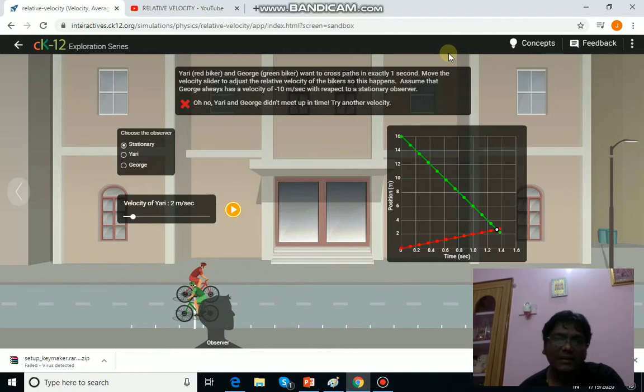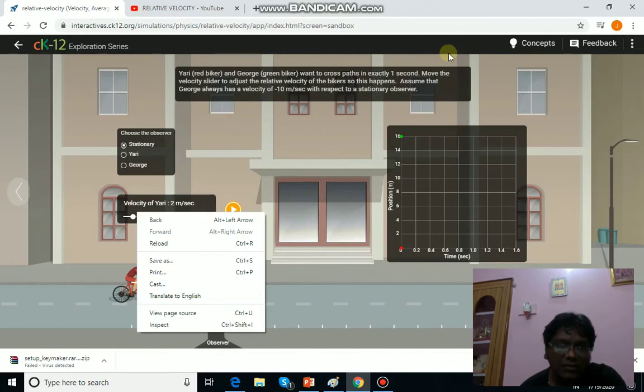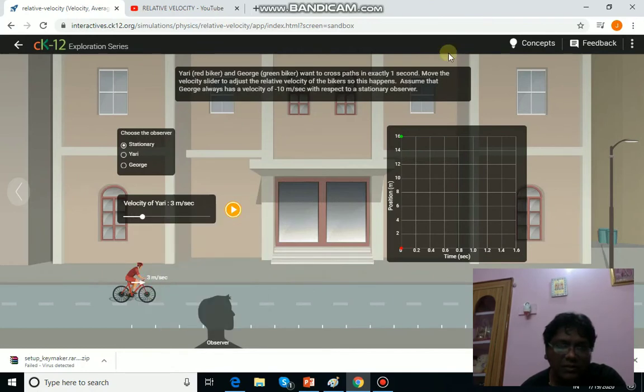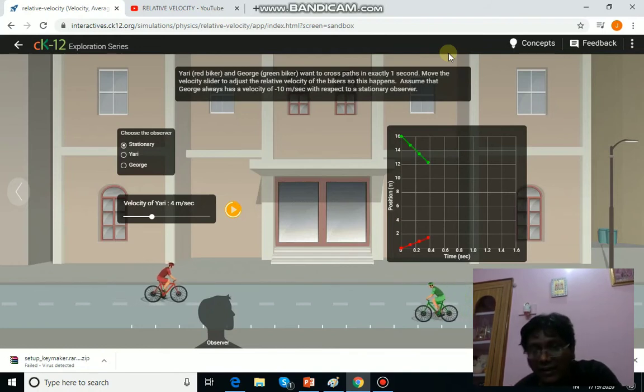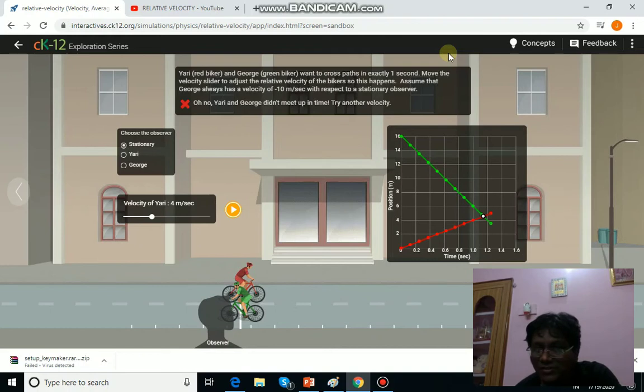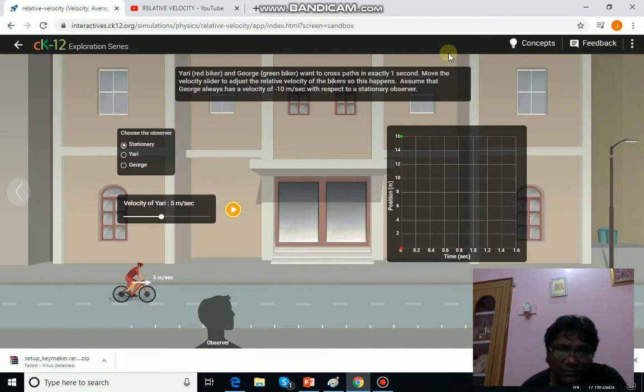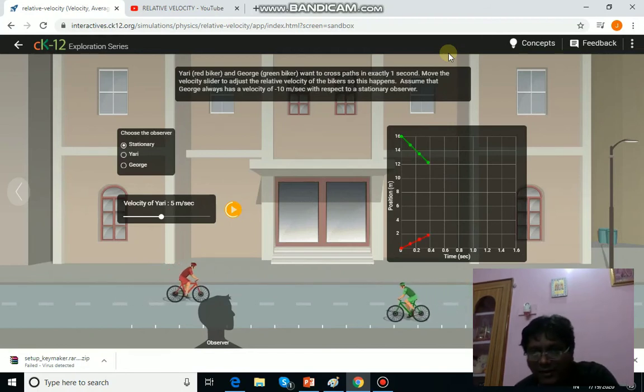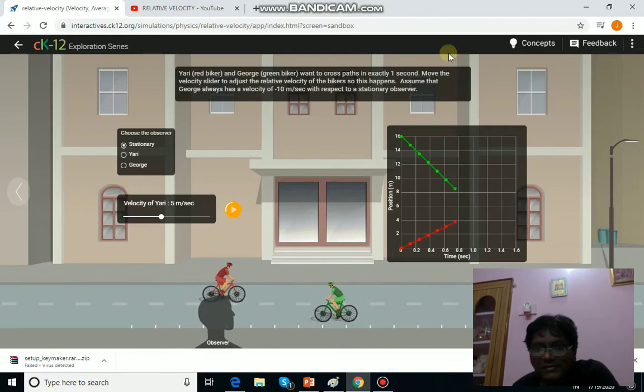Let us increase the velocity of the red person, Yari. Let me take it as 4 meters per second. Can they cross in 1 second? Both velocities will be added because they are coming in the opposite direction. The answer is no. Let me take it as 5. Now can they cross each other in 1 second as per the graph? Again, no.